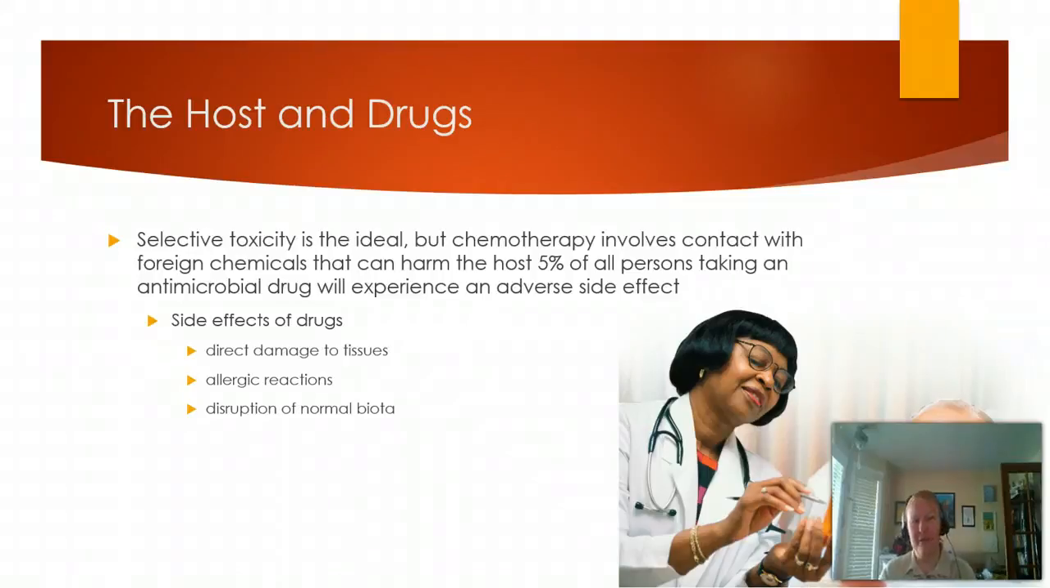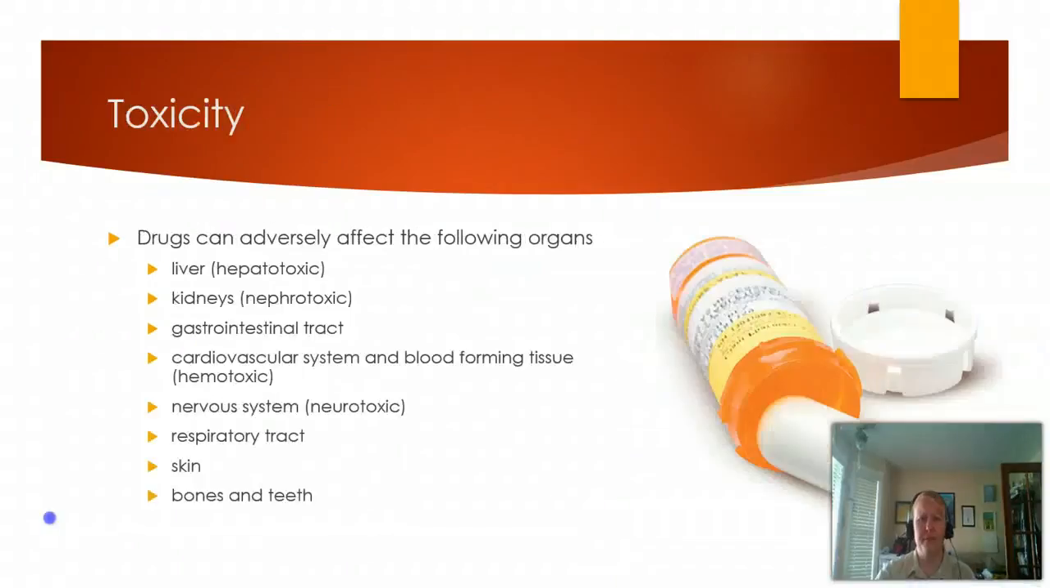Anytime that we have these side effects of drugs, there can be all sorts of issues. And these side effects can range from direct damage of tissues, which is toxicity, to allergic reactions, which is the overreaction of your immune system, to the disruption of your normal microbiota, as we keep talking about. And we're going to go through each of these in the next couple slides.